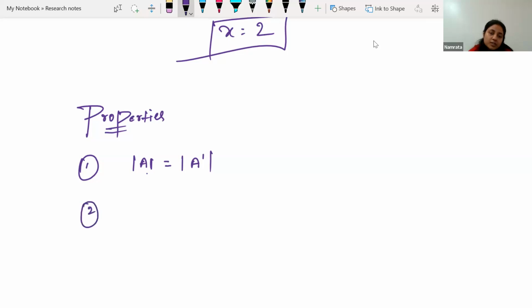Yesterday only we discussed the concept of transpose: when we write a row in the form of a column, we get the transpose. So the determinant of A and the determinant of A transpose will be the same. Now the next property says, we represent the determinant with this delta. This is called delta. Here we have A, B, C, D, E, F, G, H, I, suppose this determinant.